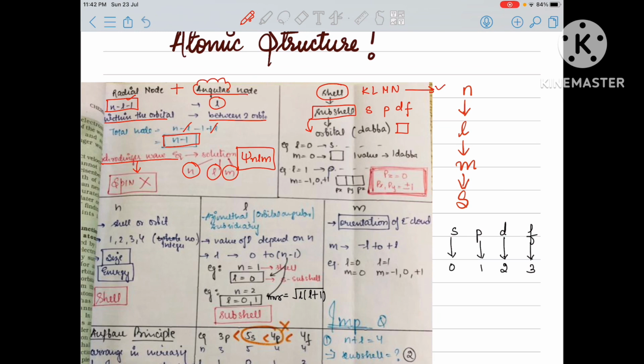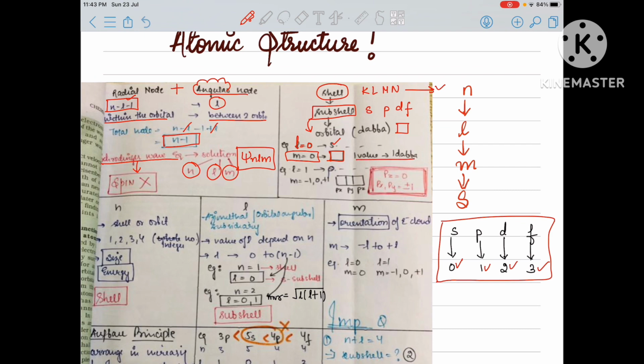Let's take an example. Suppose l is equal to 0. Here you can see the values of l for s, p, d, f subshells. For s the value is 0, for p it's 1, d is 2, f is 3, right? So if l is 0, the subshell we are talking about is s. That means m is 0. m equal to 0 means only one value, one dabba, one box we are talking about.